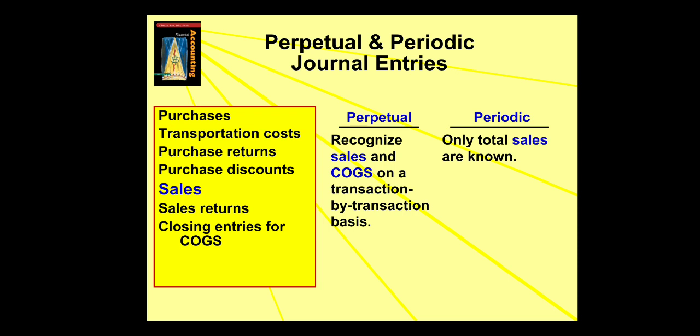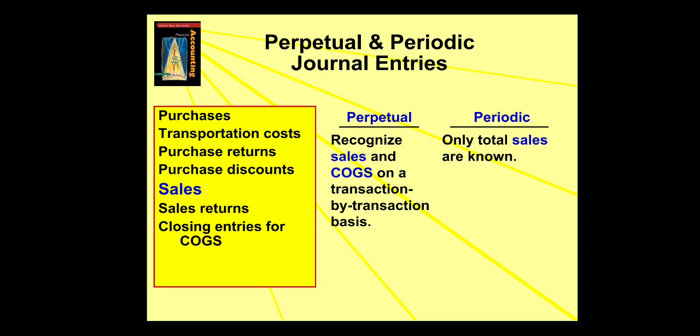If you have a business, when you sell something and you use the perpetual inventory system, you have to do two things. First, you have to record the sales, and the second thing is you have to show the cost of goods sold account on a transaction by transaction basis. So every time you sell something, you have to show the sales or the revenue, and you also have to record the cost of goods sold. That is under the perpetual system.